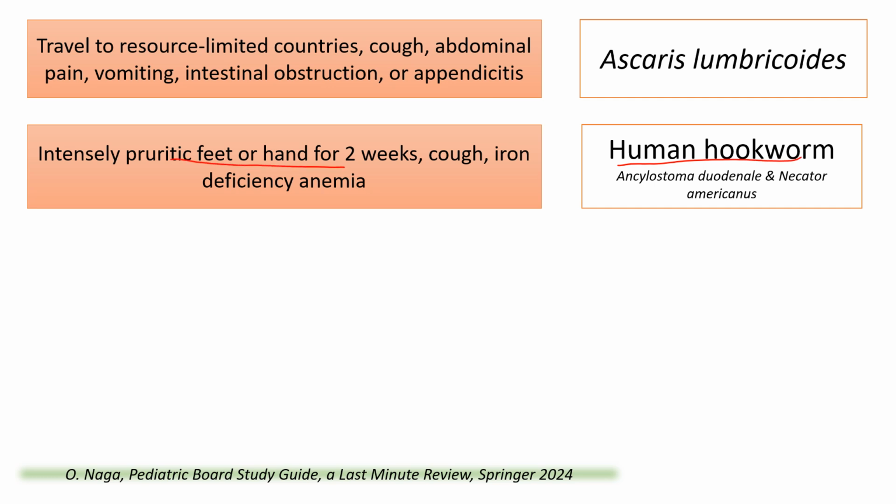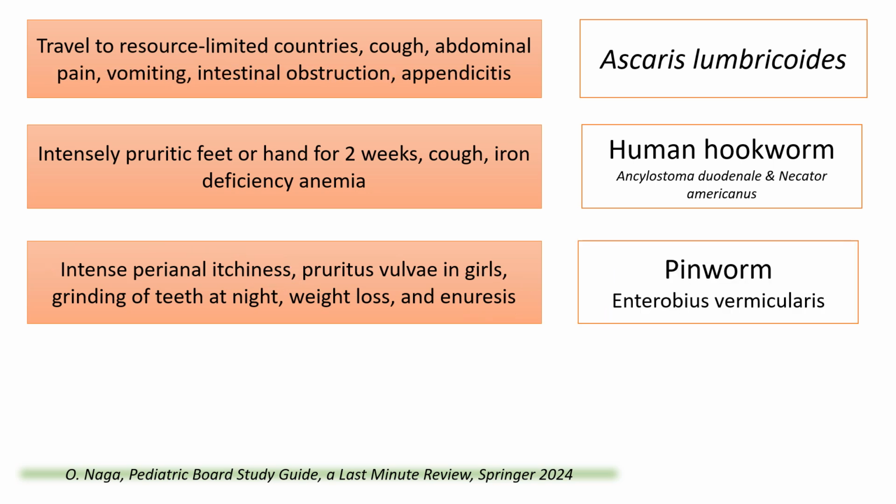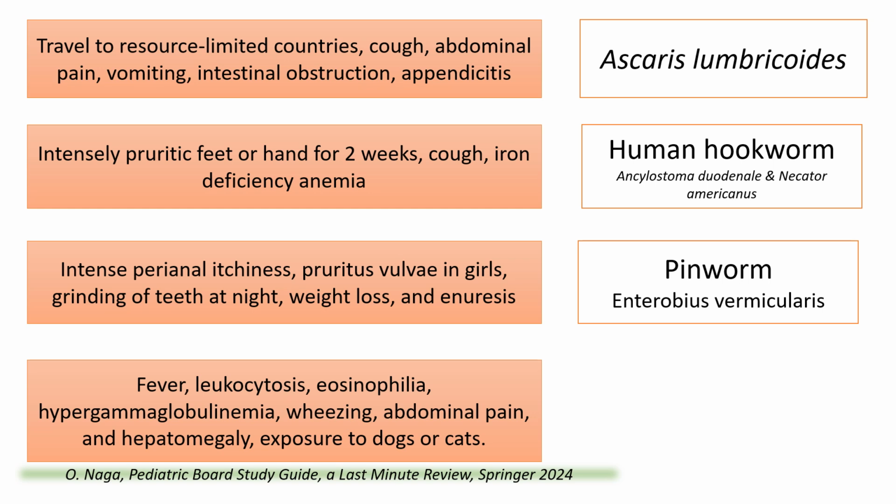They penetrate the skin and they can cause itchiness at the site of penetration, and they suck blood from the intestine and can cause iron deficiency anemia. Intense perianal itchiness, especially at night. Pruritus vulvae in girls. Grinding of teeth at night, weight loss, and enuresis. What is the most likely cause? Pinworms or Enterobius vermicularis. Fever, leukocytosis, eosinophilia, hypergammaglobulinemia, wheezing, abdominal pain, hepatomegaly, exposure to dogs and cats.